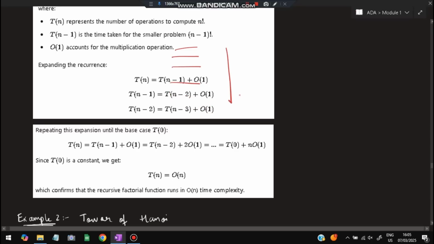N times this happened, so n times O of 1 got executed. So n times if O of 1 got executed, that is nothing but n times it executed, it is the big O of n. Okay, this is the thing you need to write for the recursive one.